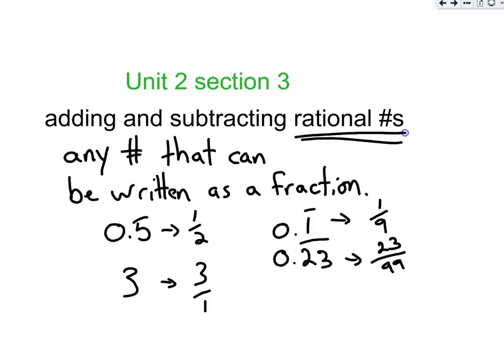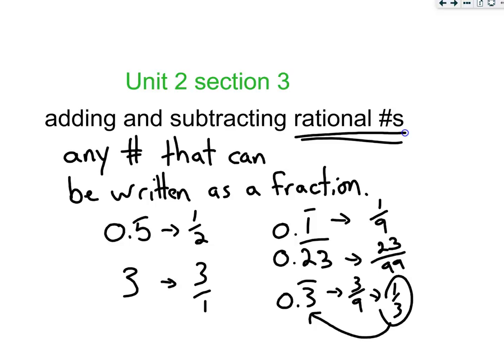And then obviously you get the same thing with 0.3 repeating. Here's how you can test that pattern: it's really 3/9, which does reduce to 1/3, which is what you should be familiar with as 0.3 repeating. So just a quick refresher on what a rational number is. It can be a decimal, a whole number, a fraction, or a repeating decimal. Today we're going to be adding and subtracting these sorts of numbers.